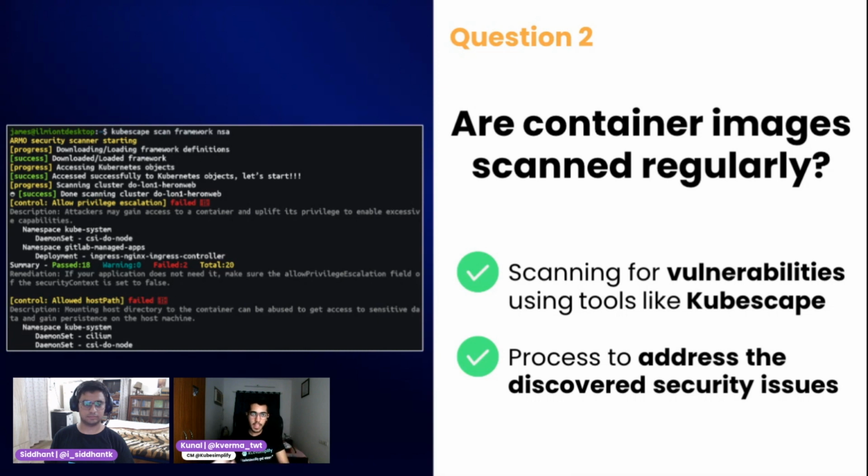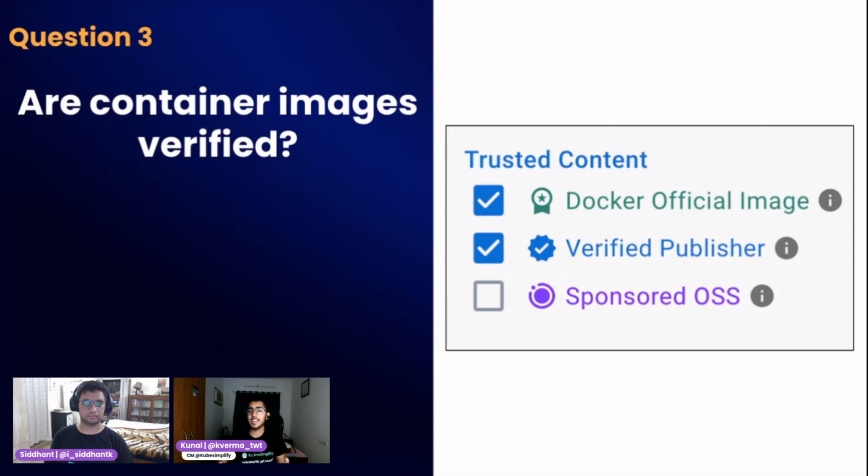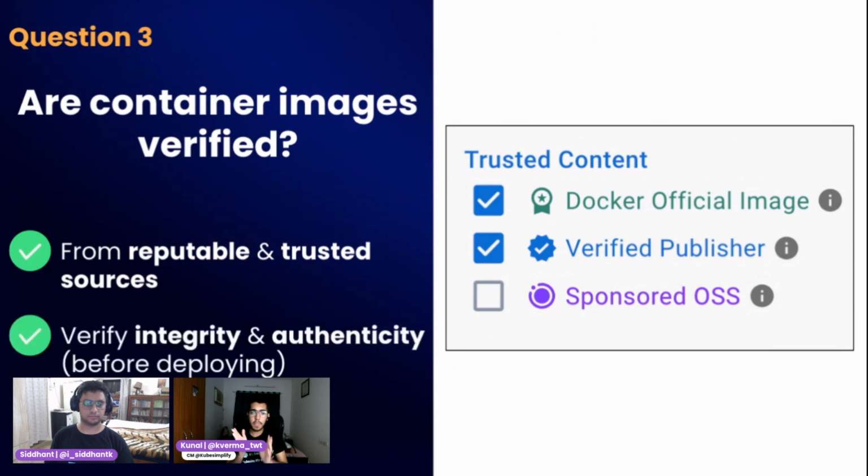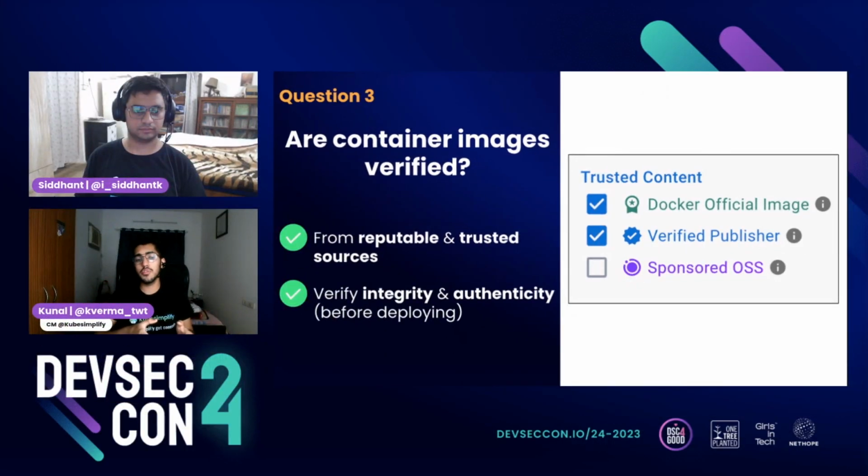Coming on to my next question: are container images verified? It's evident from the question itself, you should always use reputable and trusted sources to get your base images for your containerized applications. And it's always important to again verify the integrity and authenticity of the images that you're using. This has to be done before deploying, and it can also be done while you are in a testing environment. Before production, all these steps need to be followed in order to have a safe environment and not use compromised images.